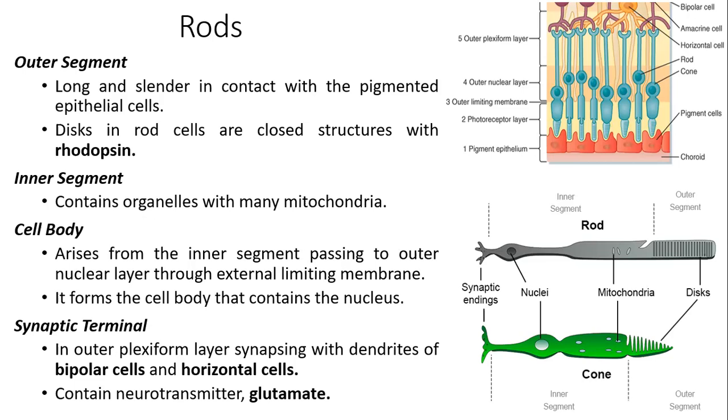Now let's go to the cell body. The cell body arises from the inner segment, passing to the outer nuclear layer through the external limiting membrane, and it forms the cell body that contains the nucleus. What you're able to see there is the cell body where there's the nucleus. Then we have the synaptic terminal. I always tell my students to please study and appreciate cell physiology. The synaptic terminal is in the outer plexiform layer, synapsing with dendrites of the bipolar cells and horizontal cells.